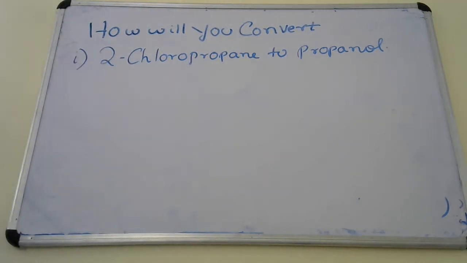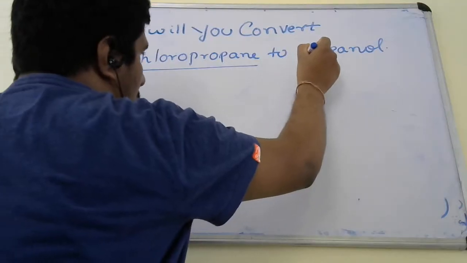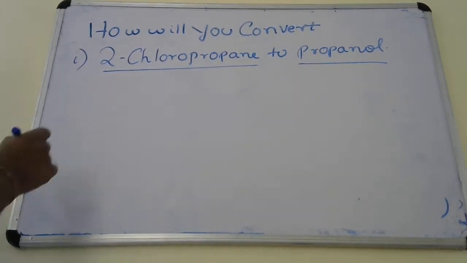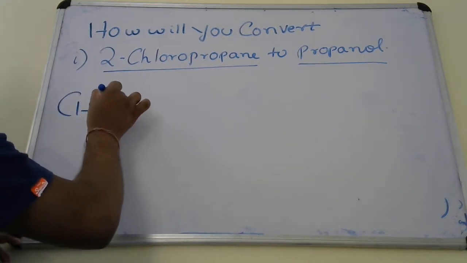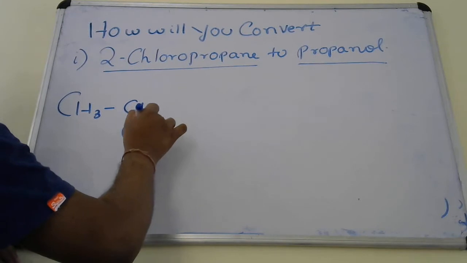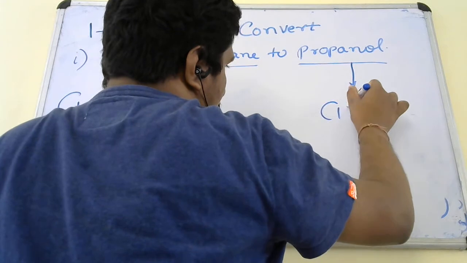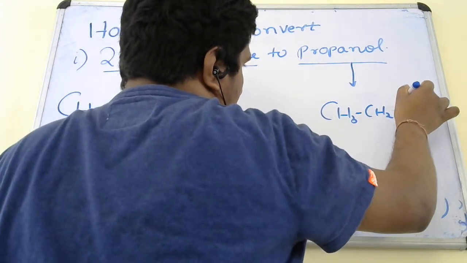So now we will discuss another interconversion, converting 2-chloropropane to propanol. This is also from the chapter haloalkane and haloarene. So first step same, write down the starting reactant structure and our destination product structure. Done.